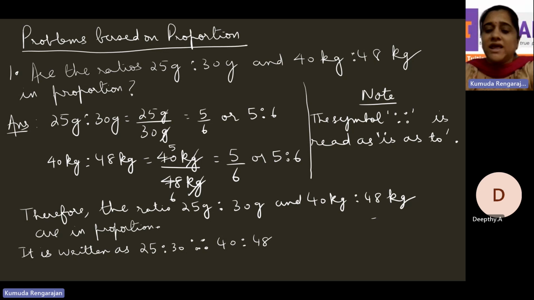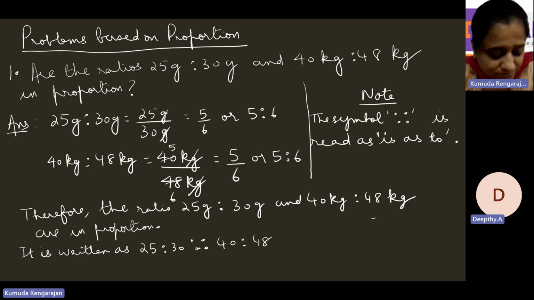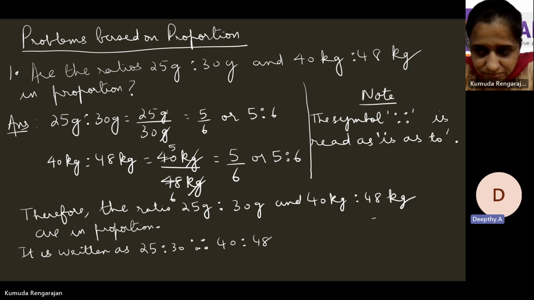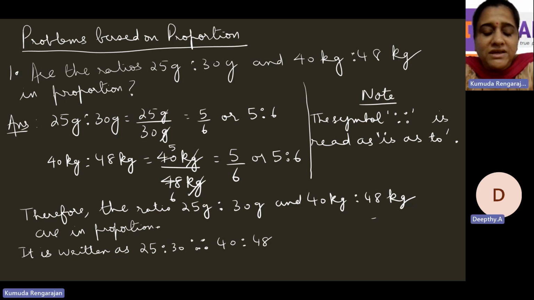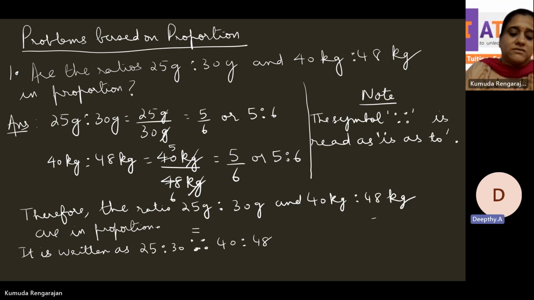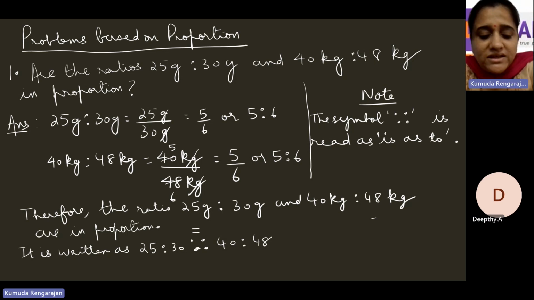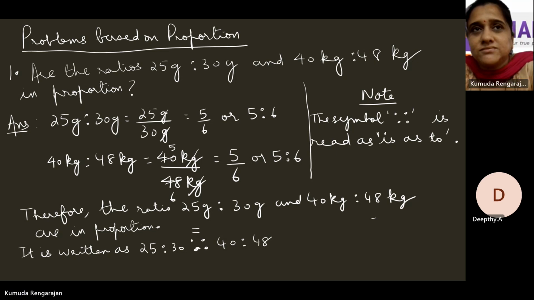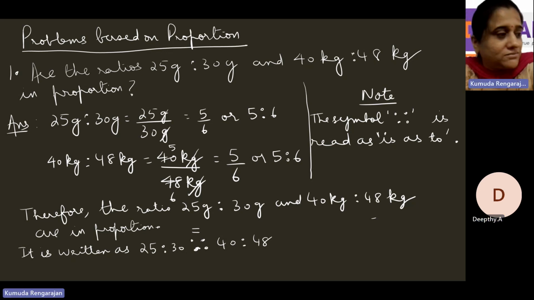Yes, Deepthi, I'm sorry, Tanya was asking me something. Yes, ask me. Ma'am, I wanted to ask, when you wrote 25:30, and then you wrote the double dots. It's 'as to', meaning equal to. Yes, ma'am. 25:30 is as to 40:48.